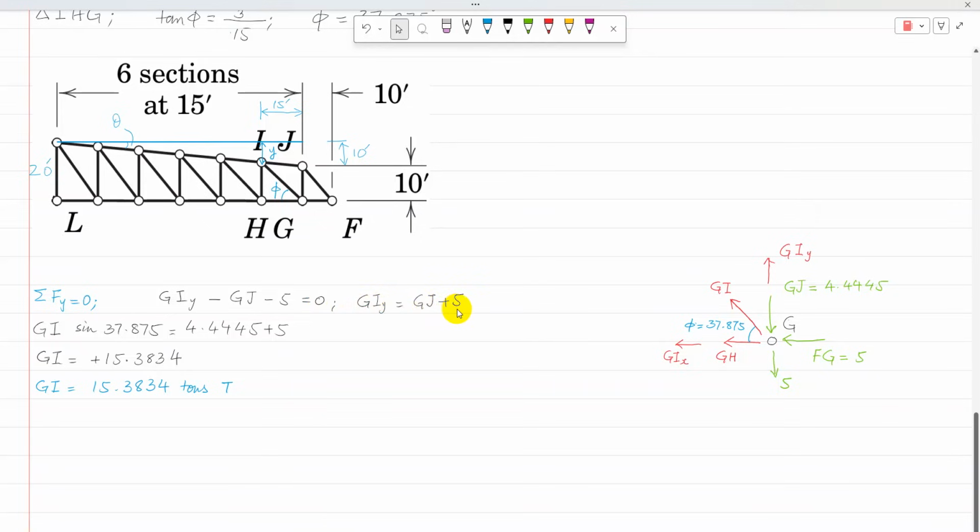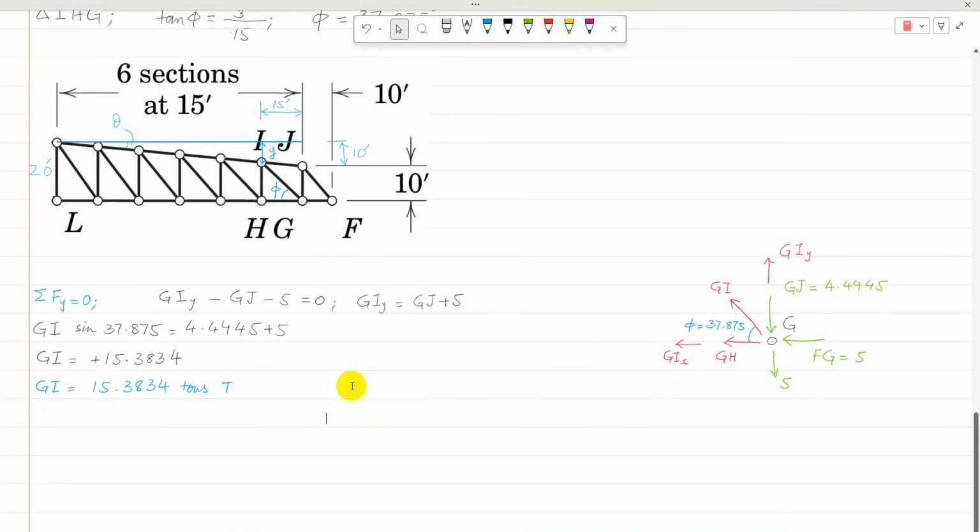And then GIY is GI sine phi. And then GJ is 4.4445, substituting the values. And after simplifying, GI is plus 15.38434. Because the answer is positive, GI is in tension.